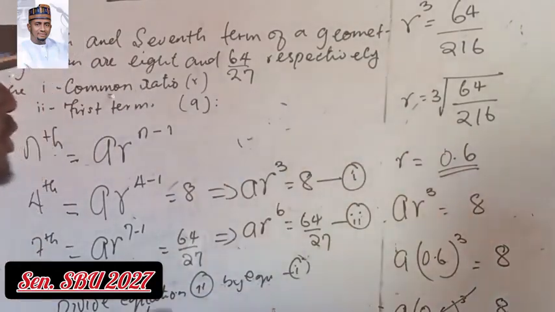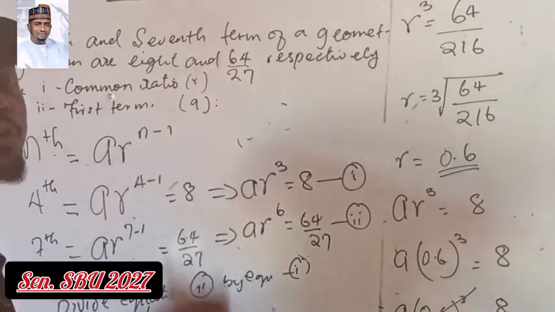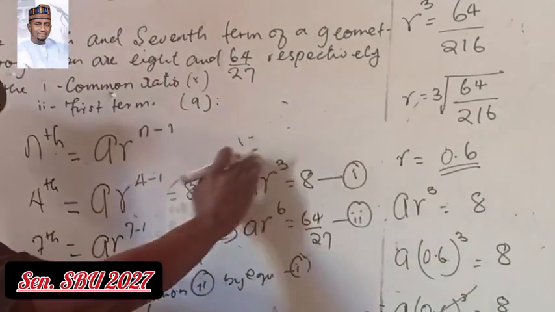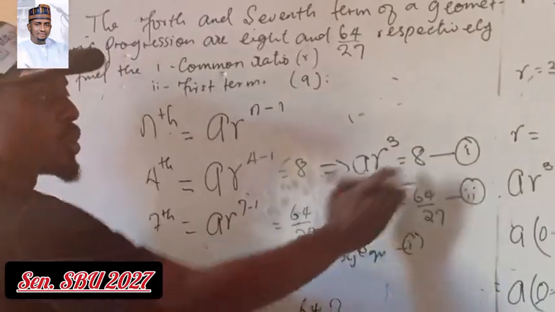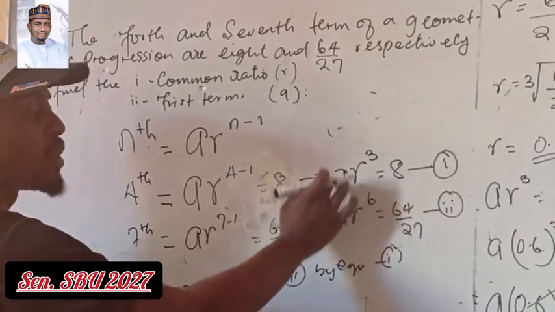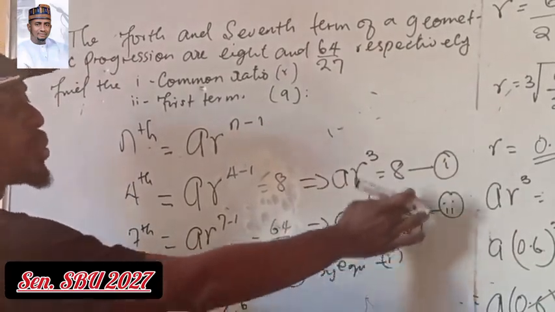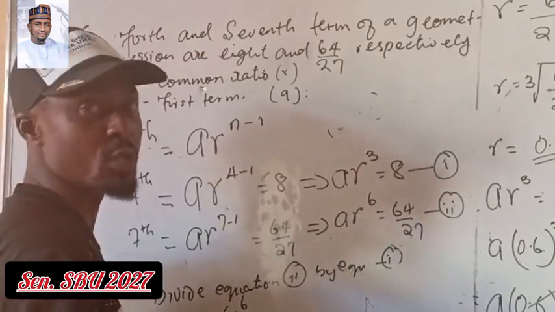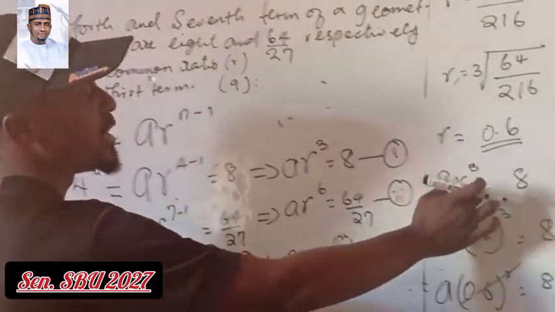Since we have successfully obtained the value of r, we want to compute the value of A now. If you are computing the value of A, you pick either equation 1 or equation 2. If you simplify it, it will give you A. Preferably, in this class, you are using equation 1. You can use equation 2 on your own. ar^3 equals 8 is what equation 1 says.